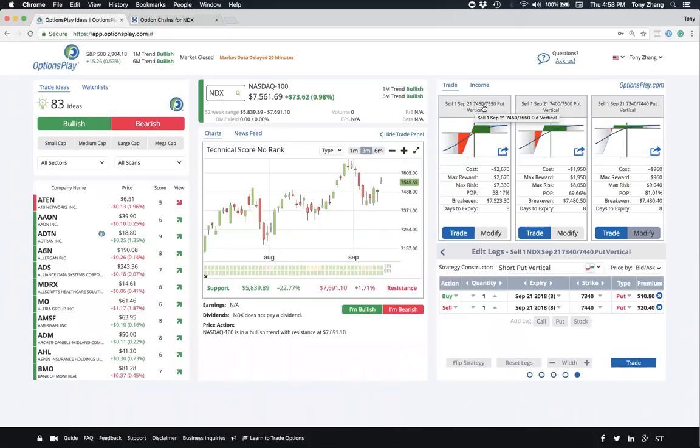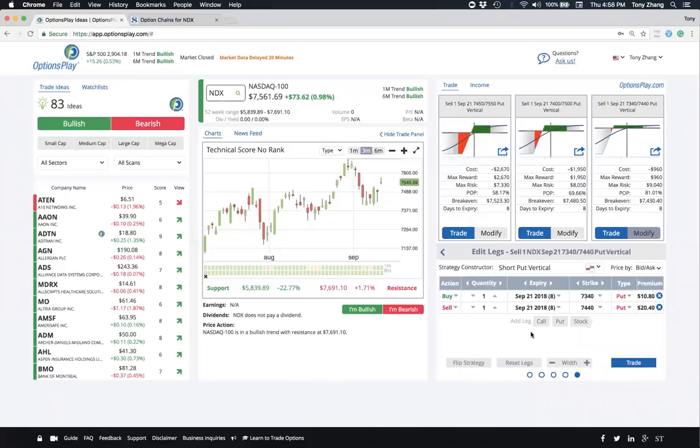So the 74.50 by the 75.50, which is effectively selling the at the money and buying back a put that's $100 less than the current price, will collect about $2,600 out of that $10,000 opportunity. The one in the middle will collect roughly $2,000, so risking $8,000 on this particular trade, and the one on the right will collect about $1,000 and risk about $9,000 on the trade. So as you can see, these are the range of possibilities that you can do.